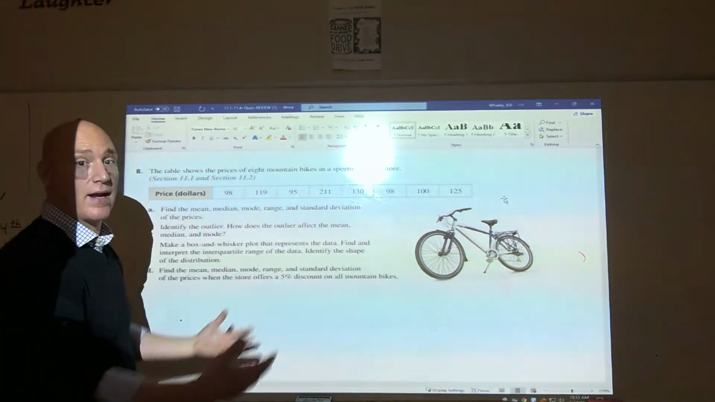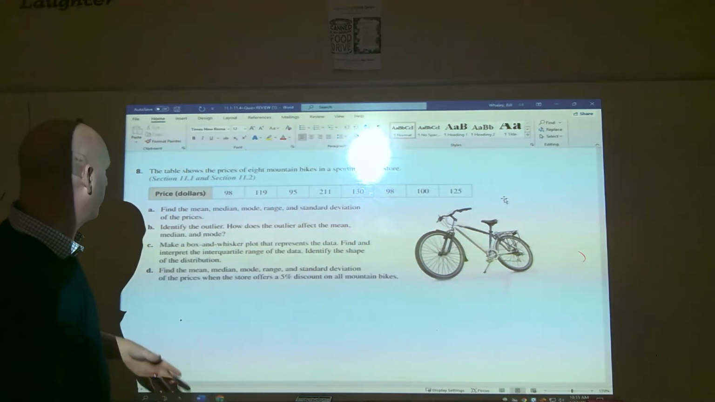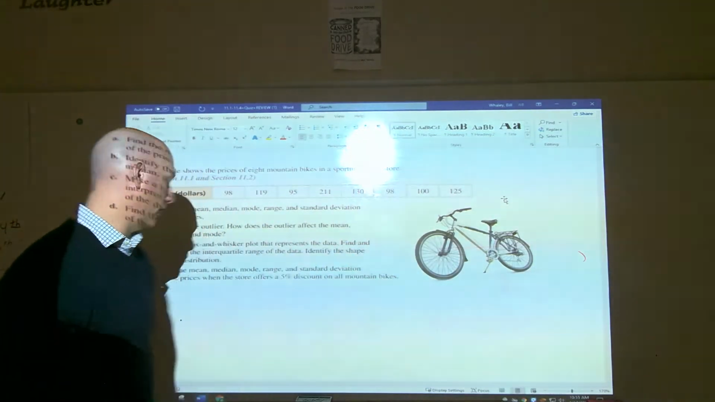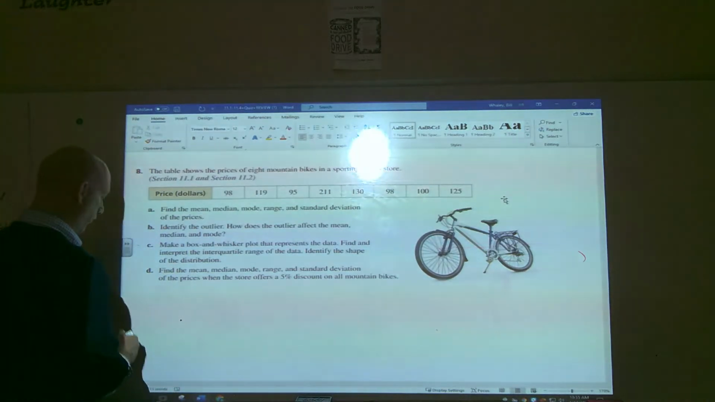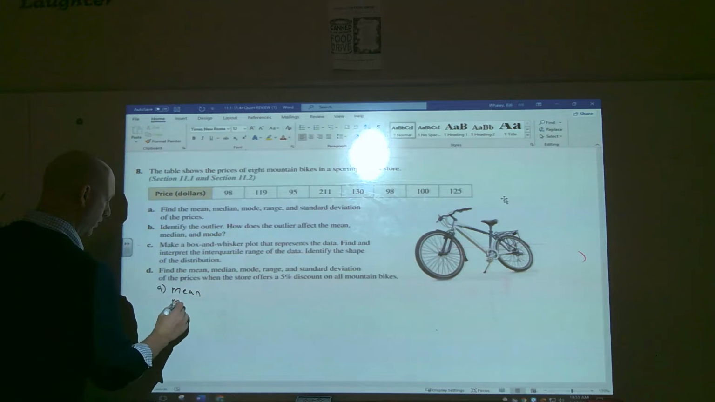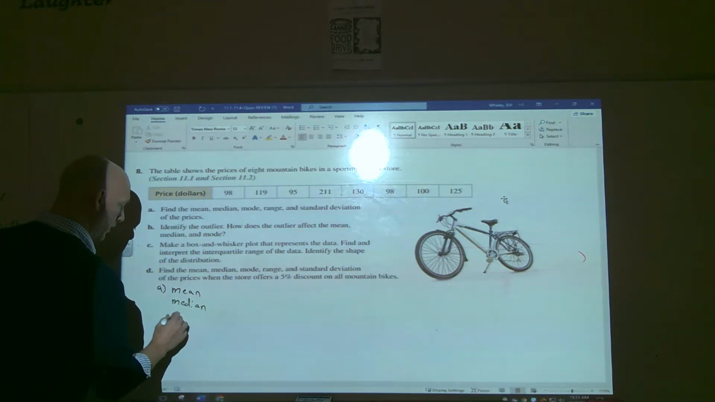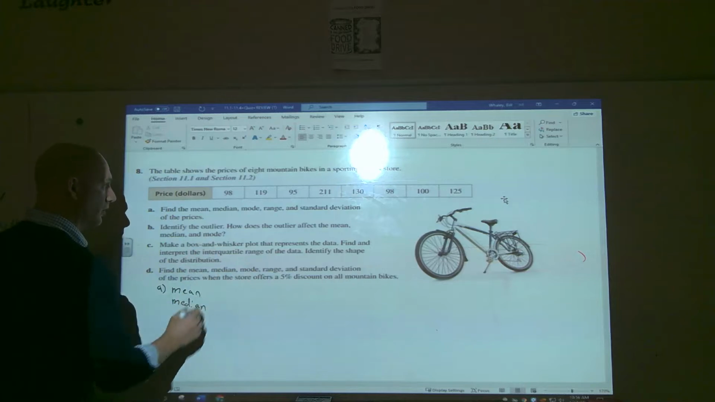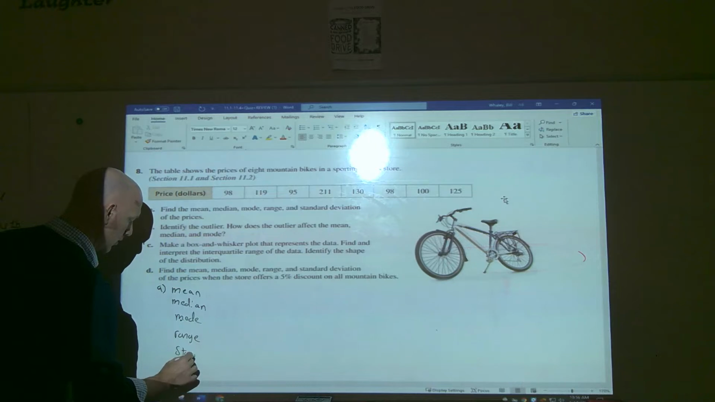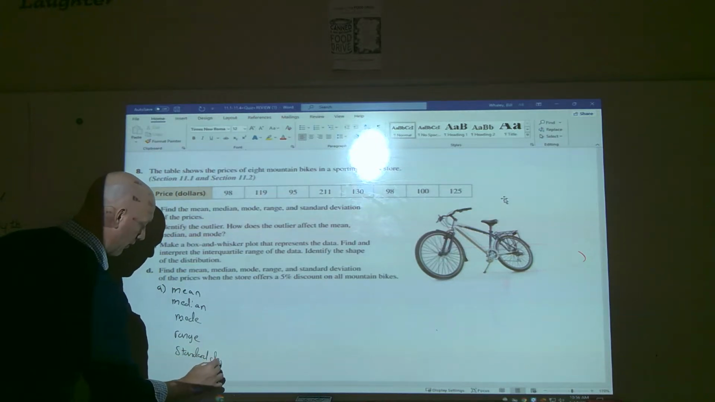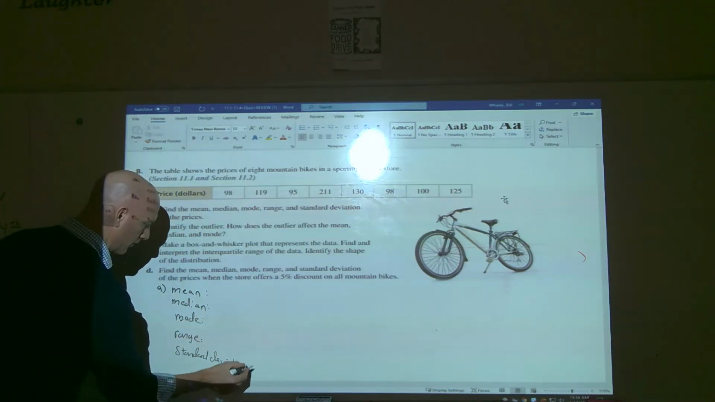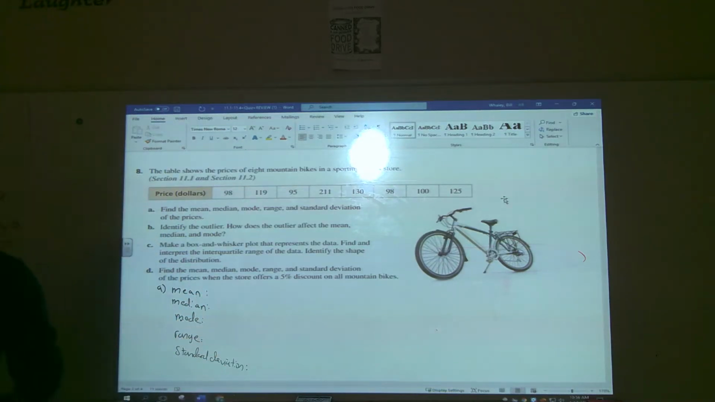Okay, we're going to analyze our data. First, they asked us to find the mean, median, mode, range, and standard deviation of everything here. So for part A, we're going to find mean, median, mode, range, standard deviation.